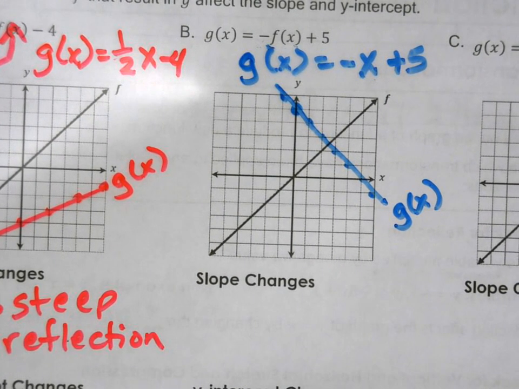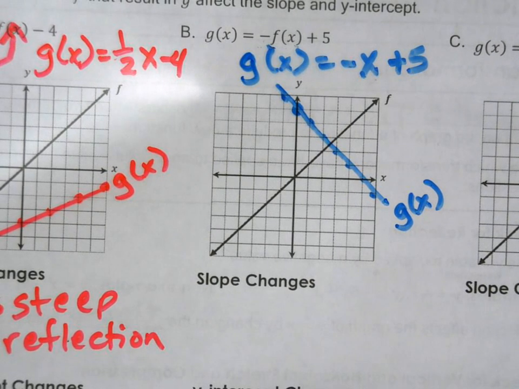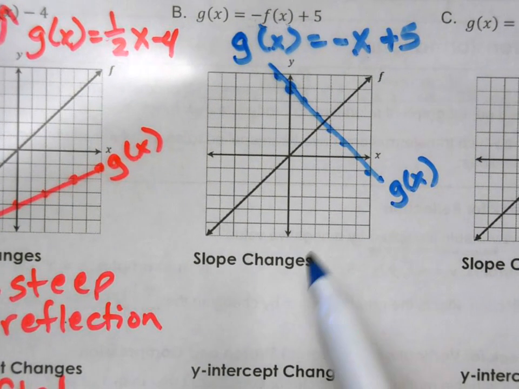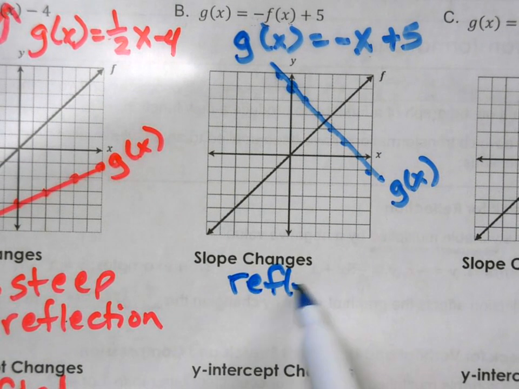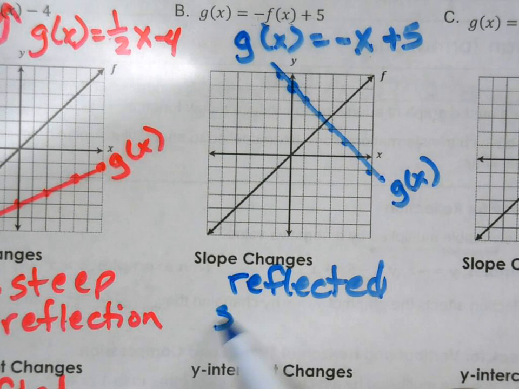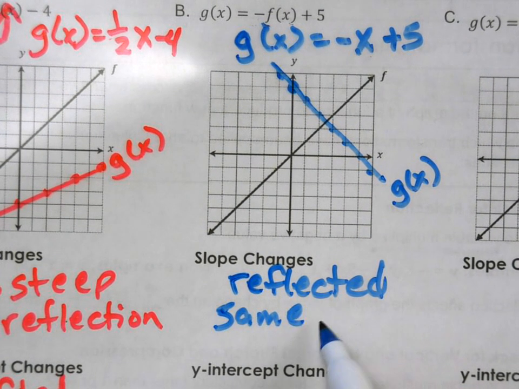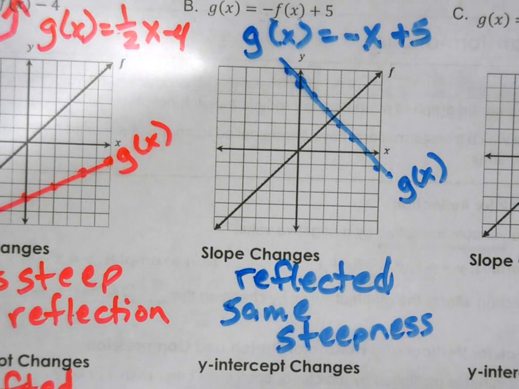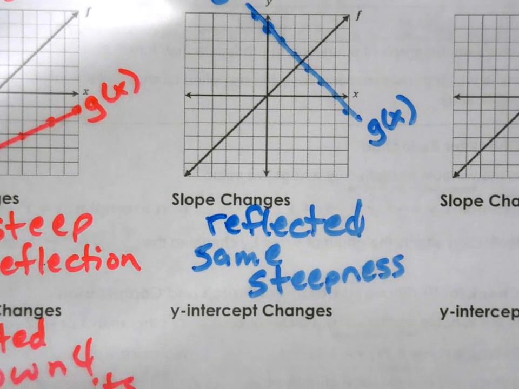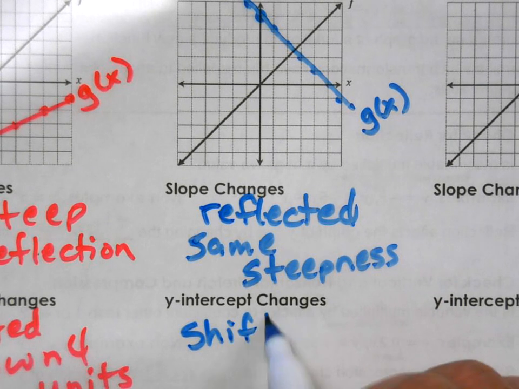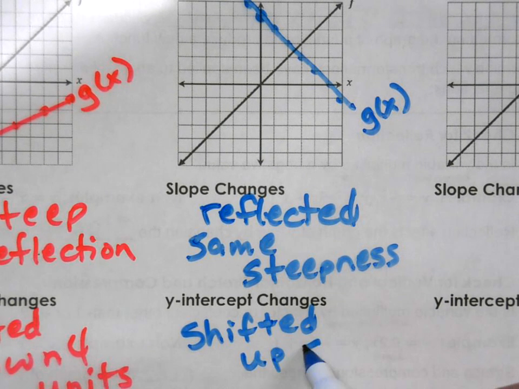So what changes happen to the slope? The steepness didn't change. Did it get reflected? Okay, so it reflected. But steepness didn't change. So same steepness. And then what about the y-intercept? How did it change? It shifted up 5. Shifted up 5 units.